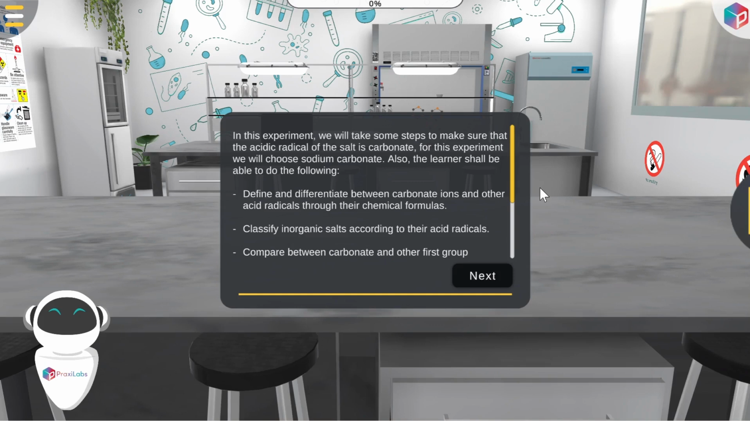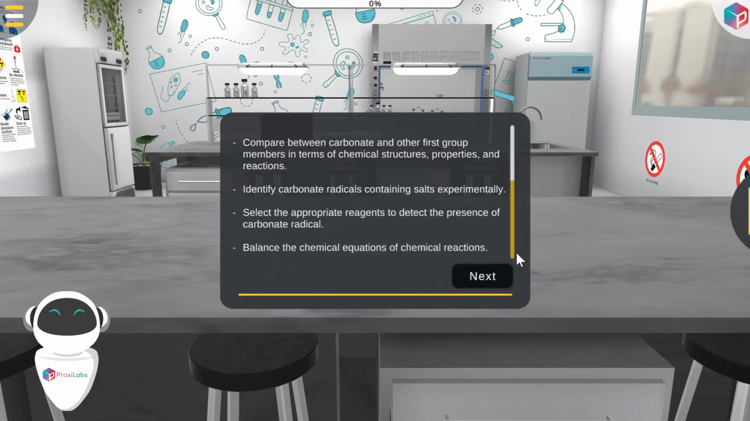acid radicals based on their chemical formulas, classify inorganic salts according to their acid radicals, compare carbonate with other first group members in terms of chemical structure, properties, and reactions. Experimentally, identify salts containing carbonate radicals. Select appropriate reagents to detect the presence of carbonate radicals. Balance the chemical equations of the reactions involved.